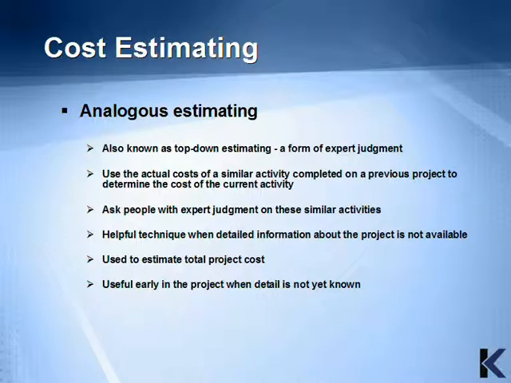Analogous estimating is also known as a top-down estimating form. It uses the actual cost of a similar activity completed on a previous project to determine the cost of the current activity. You should ask people with expert judgment on these similar activities. It's a helpful technique when detailed information about the project is not available, and it's used to estimate total project cost. It's useful early in the project when detail is not yet known.